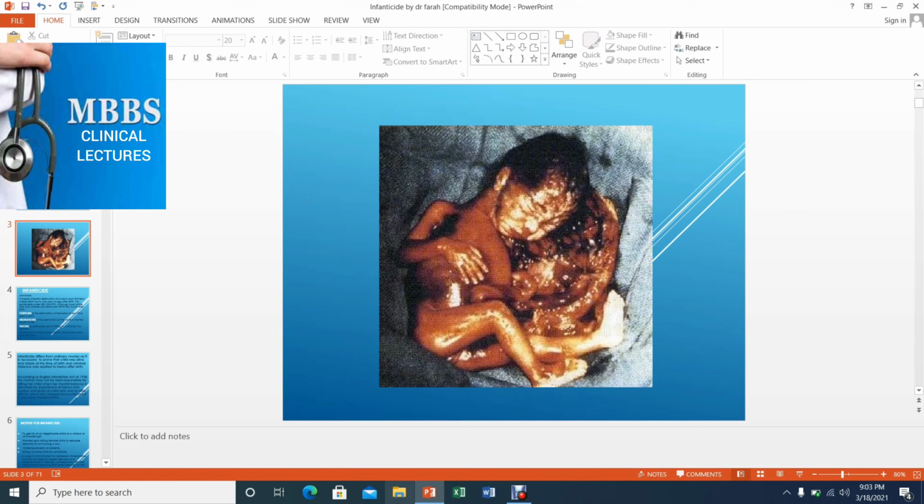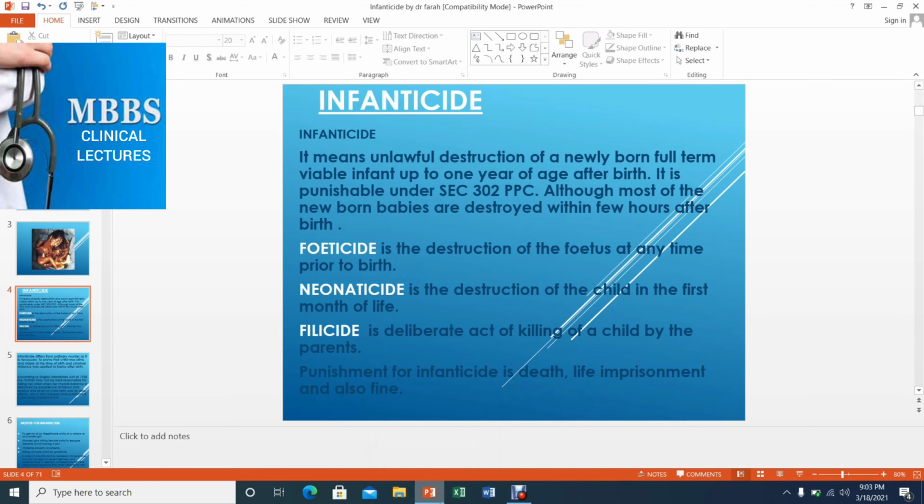Infanticide means unlawful destruction of a newly born full-term viable infant up to 1 year of age after birth. It is punishable under Section 302 PPC. Although most newborn babies are destroyed within a few hours after birth, in this law the condition is up to 1 year, 12 months after birth.